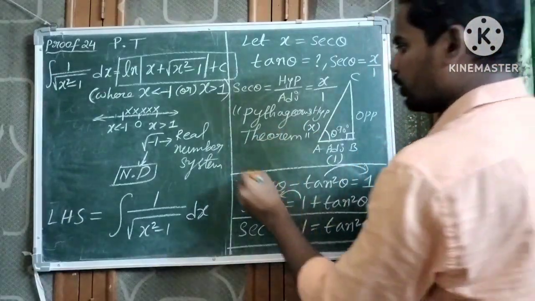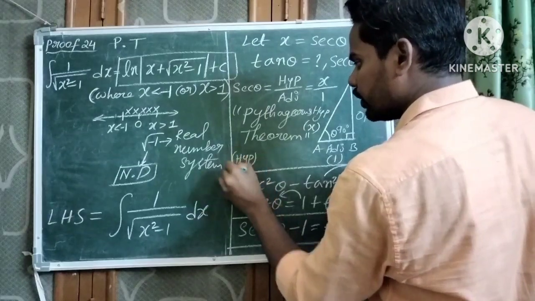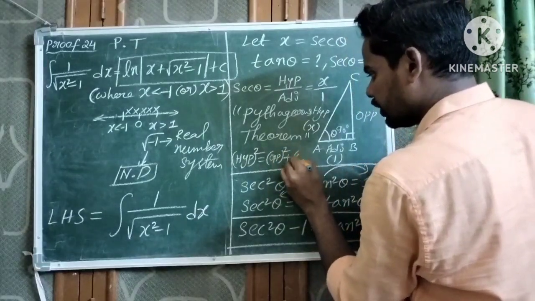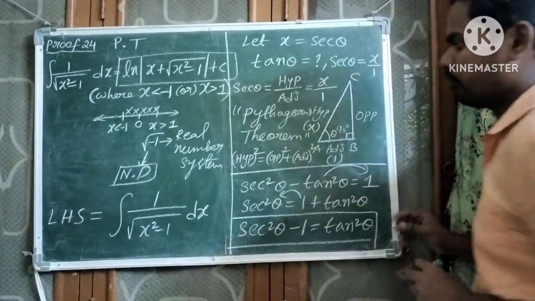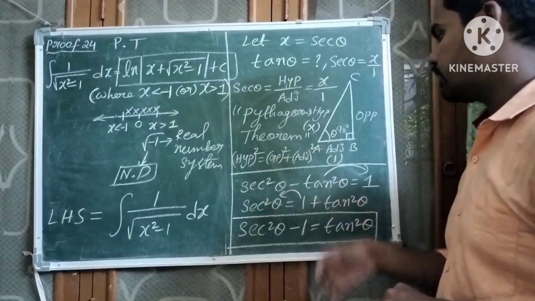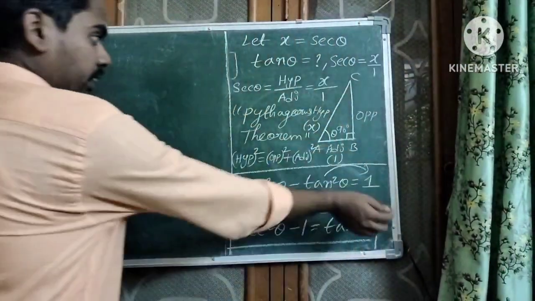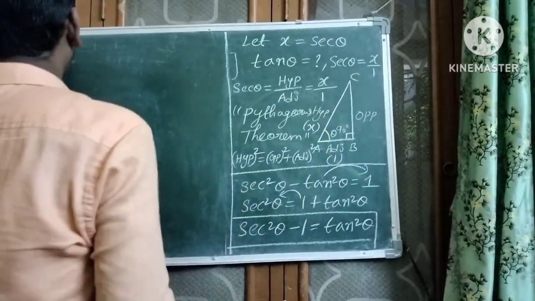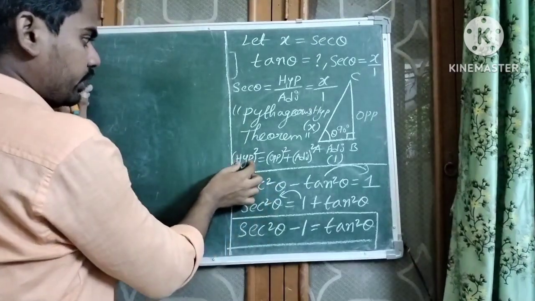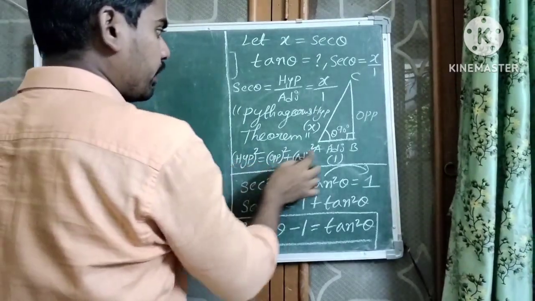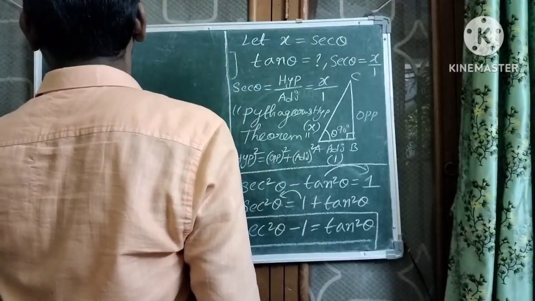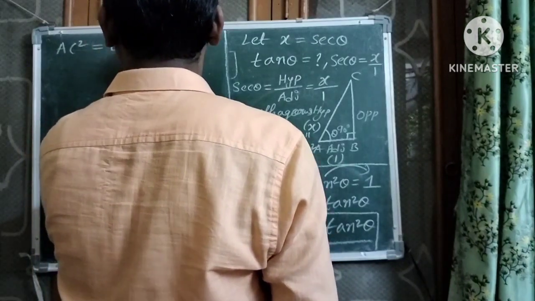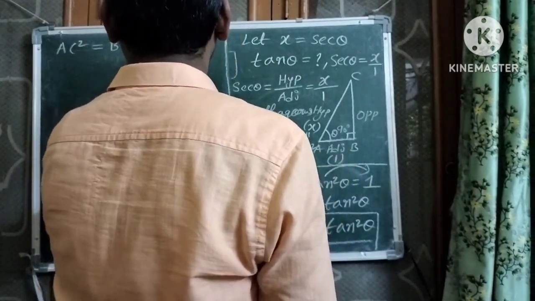Apply Pythagoras theorem. According to Pythagoras theorem, hypotenuse square is equal to opposite side square plus adjacent side square. Now I am going to find the length of side BC, the opposite side. Hypotenuse means AC. AC square is equal to opposite square, BC square, plus adjacent, AB square.